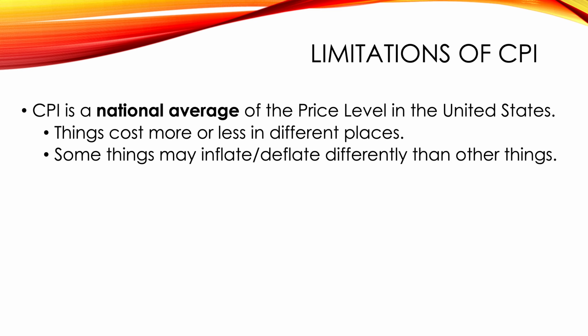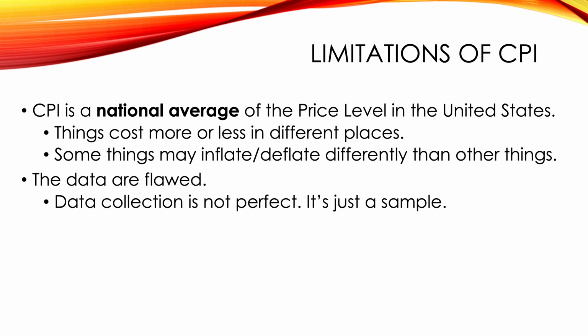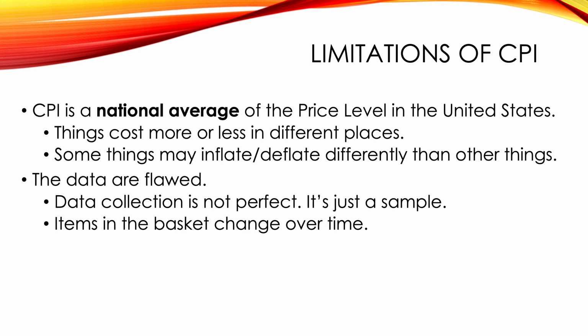And not only that, the data itself can be flawed, right? Data collection is not perfect. It's just a sample. They don't have prices for every single product in the United States. They just have a market basket of things that people typically buy, and they don't go to every single store in the United States to ask how much things cost. They have some places that they go to. Not only that, this is one of the big things. The items in that basket change over time, right? Because, well, there's a few reasons.